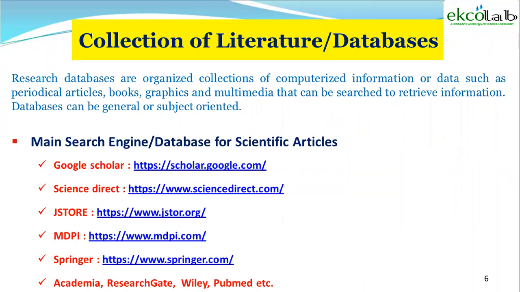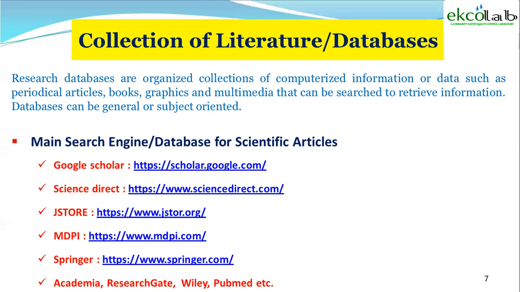For literature collection, we have some databases, like the main ones I cited: Google Scholar, Science Direct, JSTOR, MDPI, Springer, Academia, ResearchGate, Wiley, PubMed. These are the biggest databases for scientific articles, scientific books, graphics, and some multimedia. If you want to do research, you need to collect the literature from these top databases. There are many others available, but these are very common. First of all, for research you must have literature, and to find it you need to follow these databases.